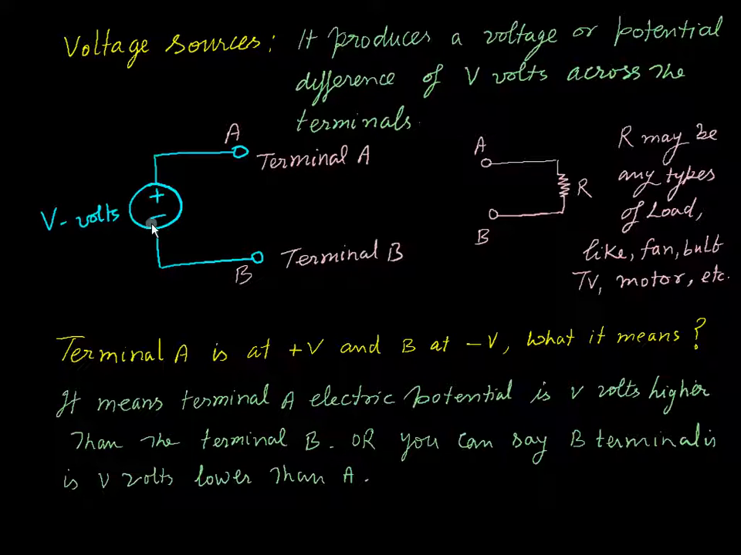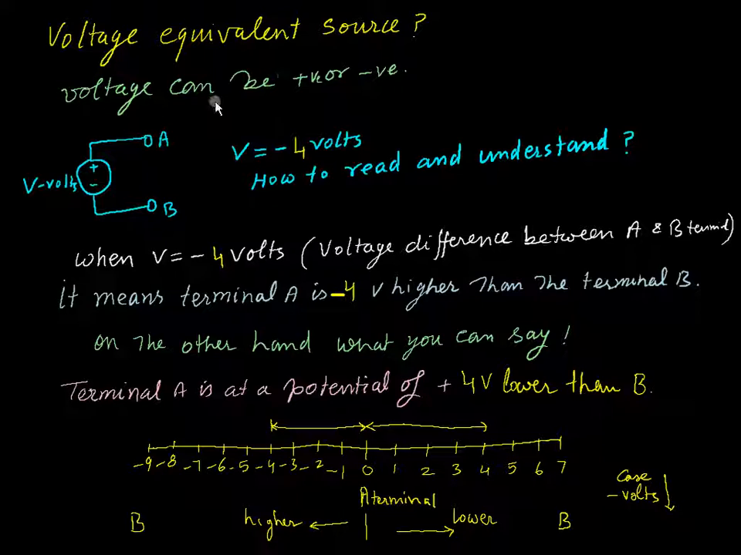So how to read it in this manner? It means basically that terminal A's electric potential is V volts higher than terminal B, or you can say that terminal B is V volts lower than A. Voltage of a source can be positive or negative.